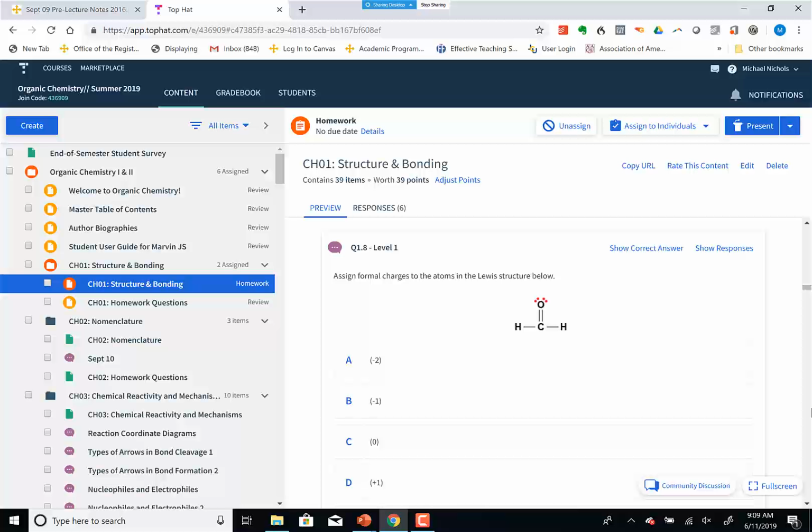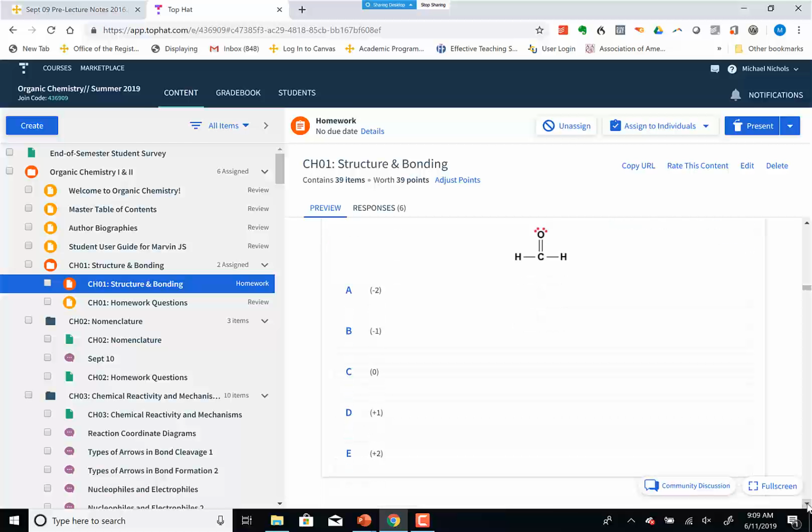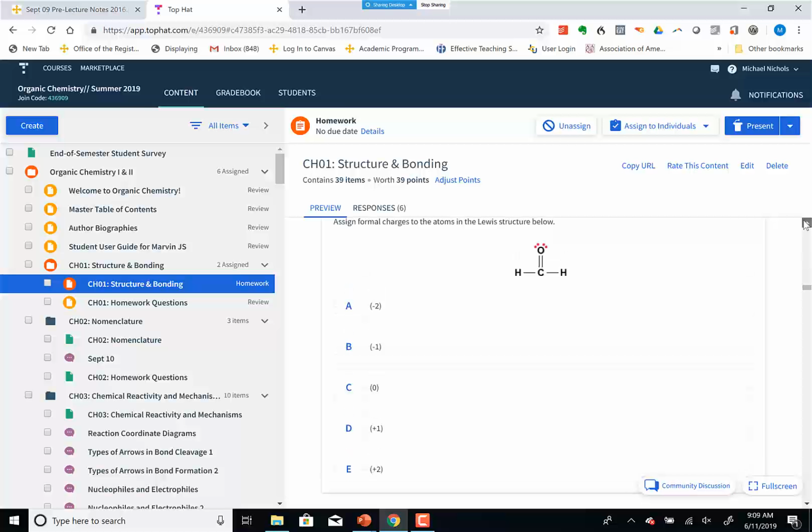So for question 1.8, assign the formal charges to the atoms in the Lewis structure below. Let's see. You don't have a show correct answer button, do you? Okay. I think I have to click something, which I will do after, maybe in the break. Okay, so what am I looking at here?